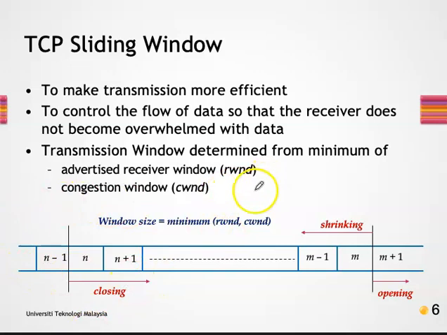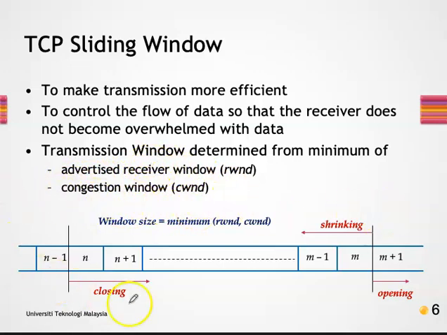So the receiver window here is the value advertised by the receiver in a segment containing an acknowledgement. Okay, so the receiver advertises the RWND value. It is the number of bytes that the receiver can accept before its buffer overflows and data are discarded. The congestion window, on the other hand, is a value determined by the network to avoid congestion.